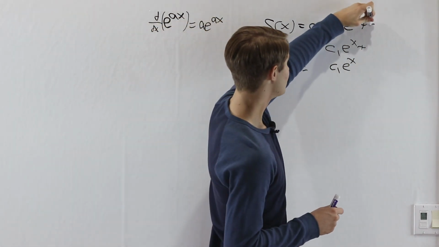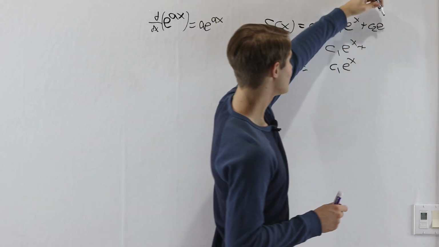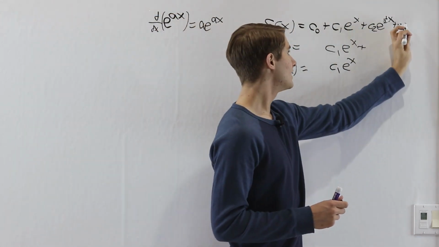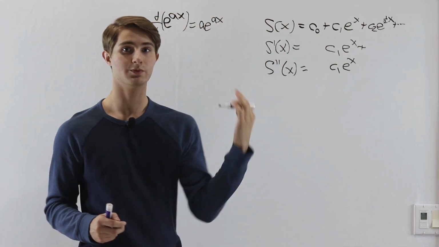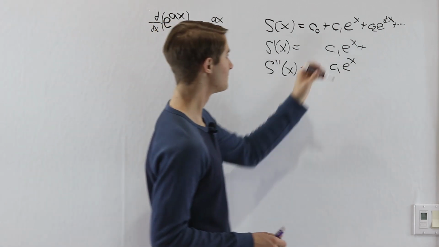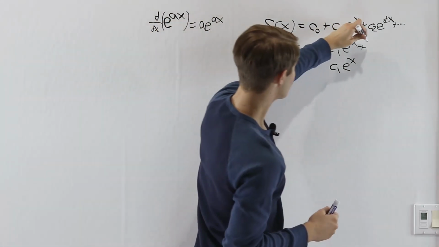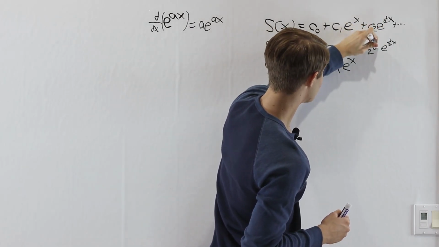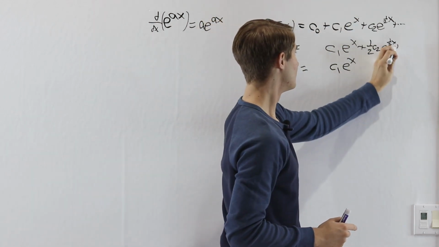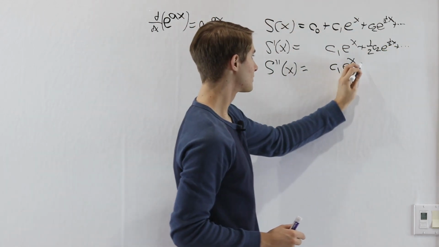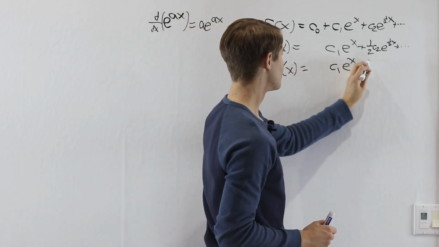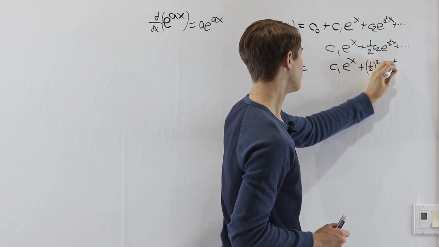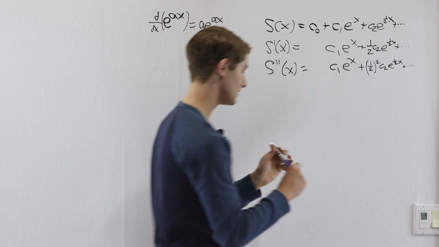Because of that, I'm going to choose the next term after e to the x to be e to the 1/2 x. If we chose another value after that, we might choose e to the 1/3 x, and then 1/4 and 1/5, and so on. If we differentiate this, we're going to get 1/2 e to the 1/2 x, and then we multiply by c2 in here. And for the second derivative, we're going to multiply by a half again. So we'll have 1/2 squared times c2 e to the 1/2 x, and so on.